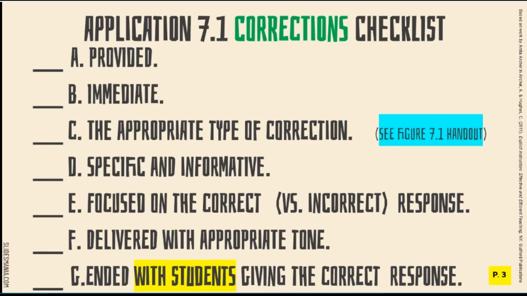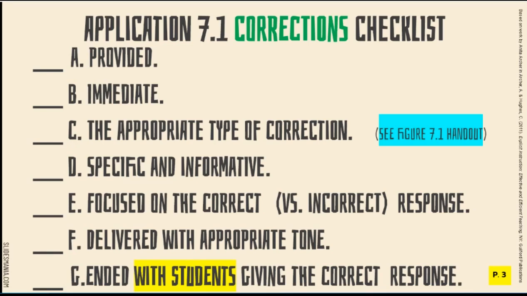On E, we need to be thinking through, are we focused on the correct versus the incorrect response? We need to be focused on the correct response. How can we get students to that point and not dwell on the incorrect response? F, deliver with appropriate tone. Sarcasm has no place in the educational world. It has no place with children. It always leaves a victim. And so we want to make sure that we use the appropriate tone with students.